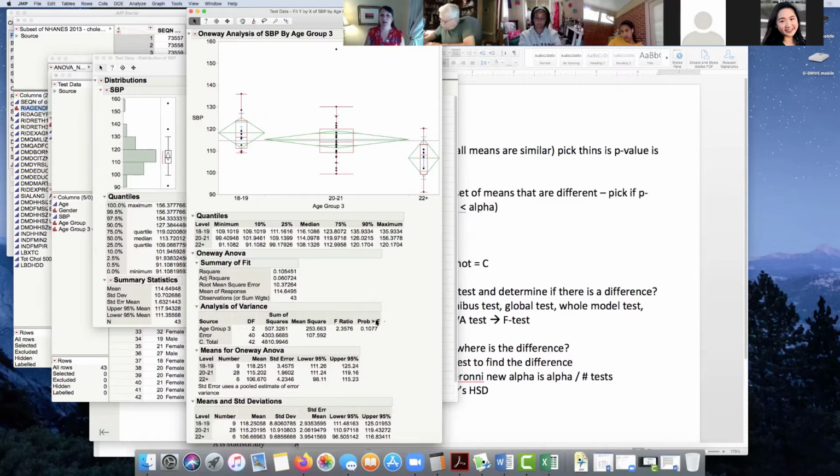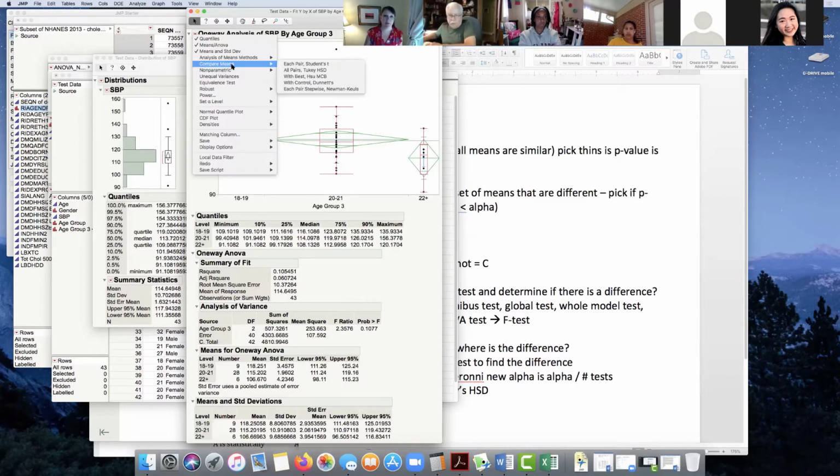But let's say it was. Let's say this was smaller, right? And we want to do a post hoc test. So in JMP, under this red dot, there's a compare means option. And right here is the Tukey's. So you see Bonferroni's not even on here. Don't do it. So here's Tukey's.